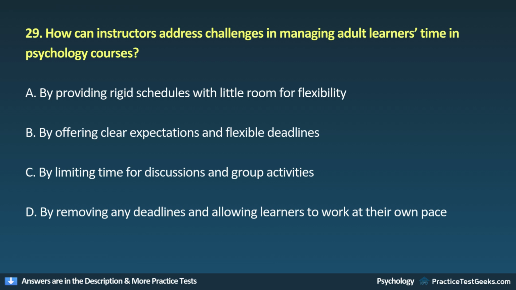29. How can instructors address challenges in managing adult learners' time in psychology courses? A. By providing rigid schedules with little room for flexibility. B. By offering clear expectations and flexible deadlines. C. By limiting time for discussions and group activities. D. By removing any deadlines and allowing learners to work at their own pace.